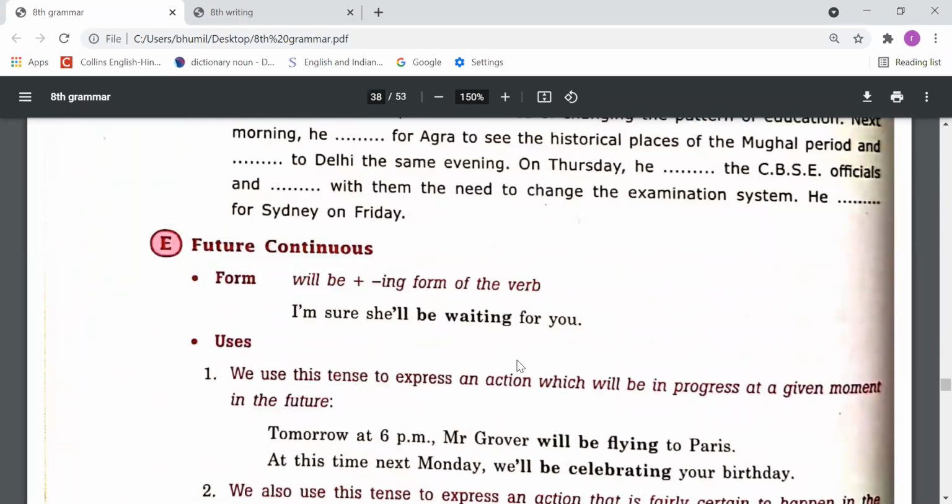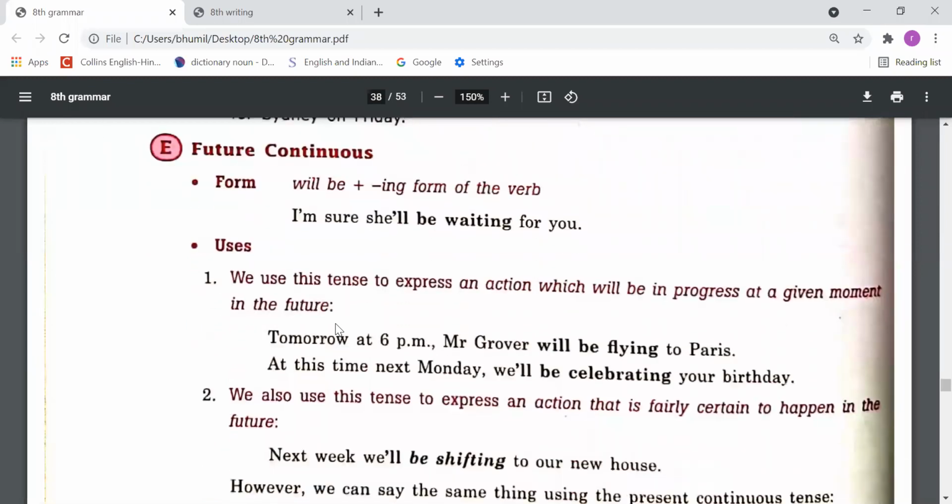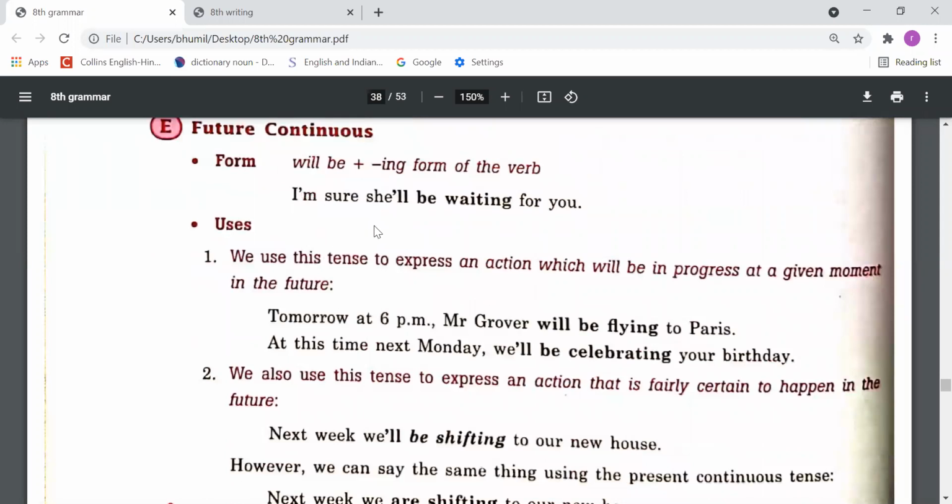Let's talk about future continuous. The formation of future continuous tense will be, and then the ing form of the main verb. Like, I am sure she will be waiting for you. So this is the formation I have told you. Instead of saying she will, we can say she'll: she, then apostrophe, then double L.